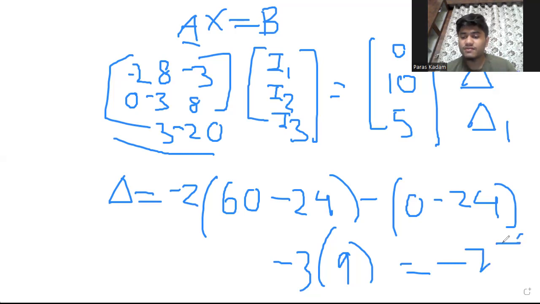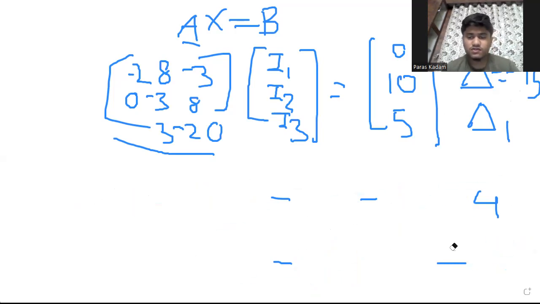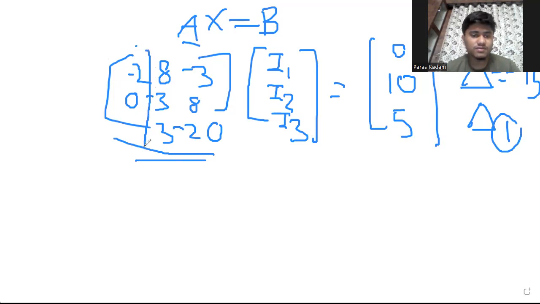Now we will find delta 1. This is our value of delta, that is minus 75. Okay, now we will find delta 1. So how to find delta 1? First of all, we will create a new matrix. We will create a new matrix for delta 1 because delta and delta 1 are different, so both won't have the same matrix. So this is for delta. For delta 1, this 1 represents the first column, that is this entire column.